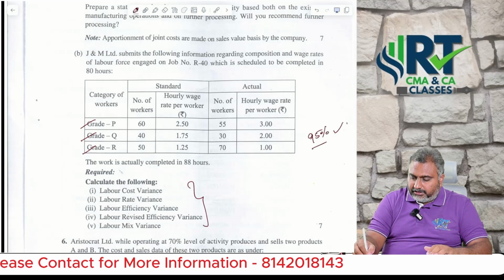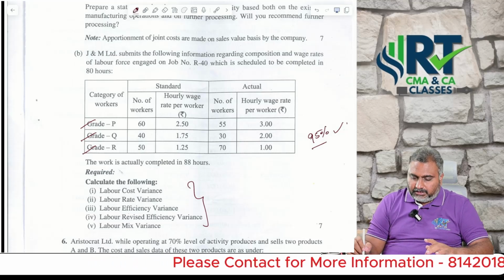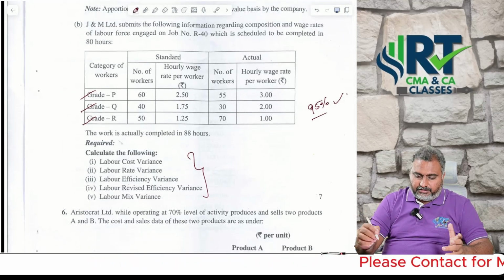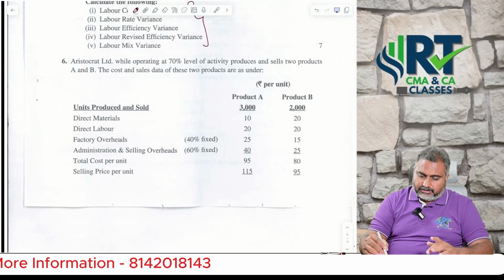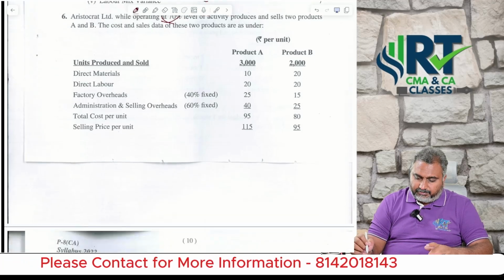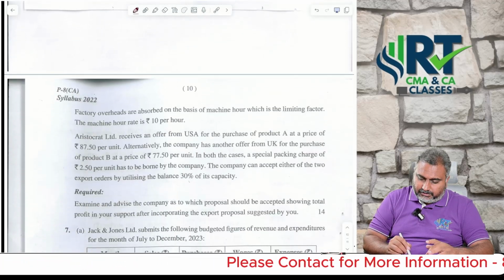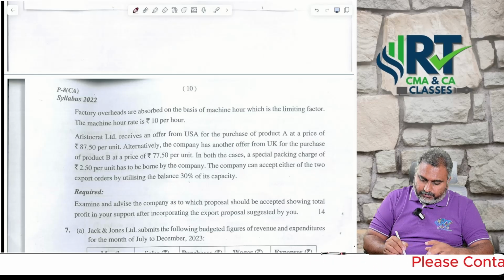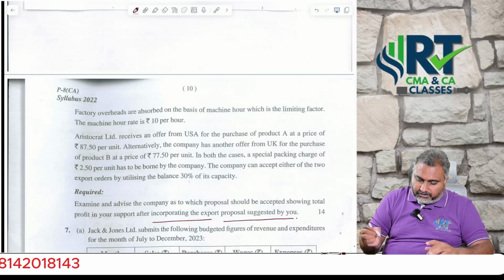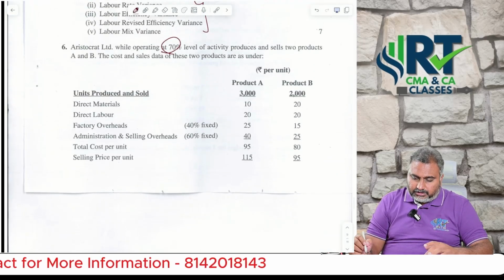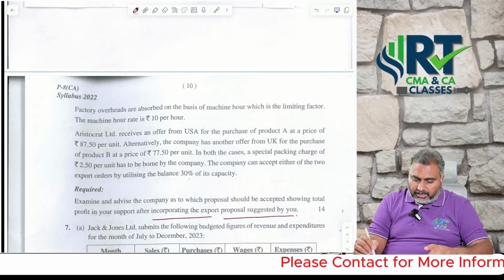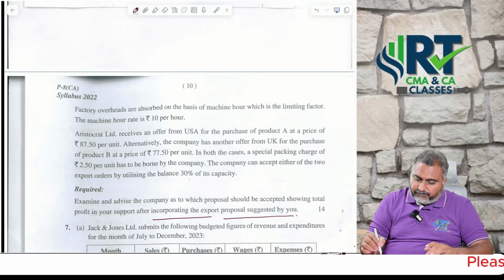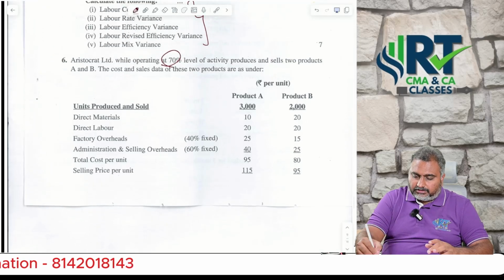There is a 95% chance they will ask about labor variances from standard costing. This model question we already discussed in the classroom. Next sir, this is operating at 70%, and they are asking you to prepare a schedule of total profit after incorporating the export proposal suggested by you. This question links budgetary control, along with some other information from marginal costing.